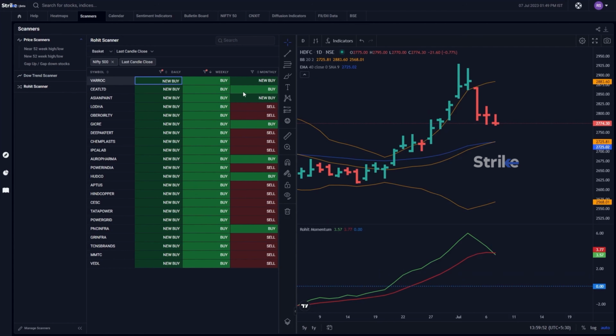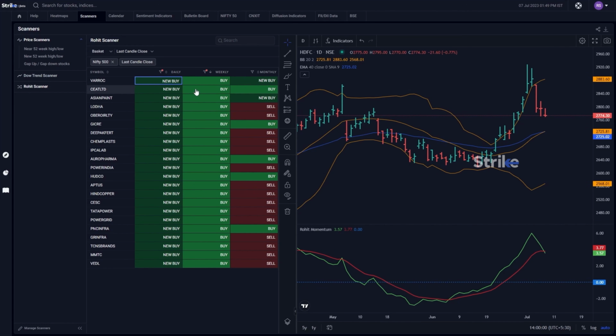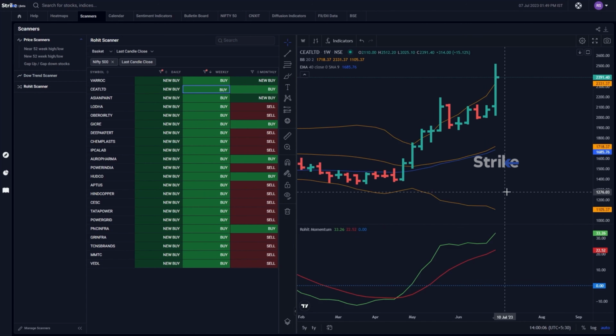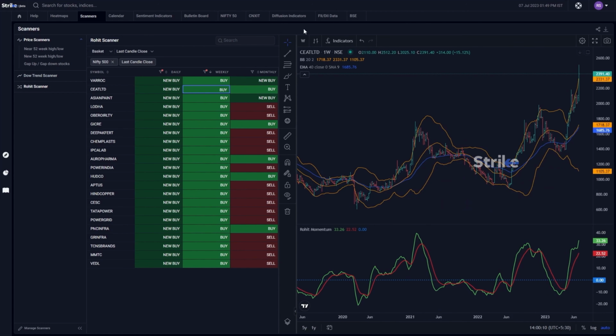If it's buy, it means it's not a new buy. It just means that the indicator's been in buy mode and it's still in buy mode. There's no trend reversal yet. And the same could be true for anything. I can choose CAT, and find out that this stock appears to be in buy mode, was in buy mode, and continues in buy mode on the weekly chart.